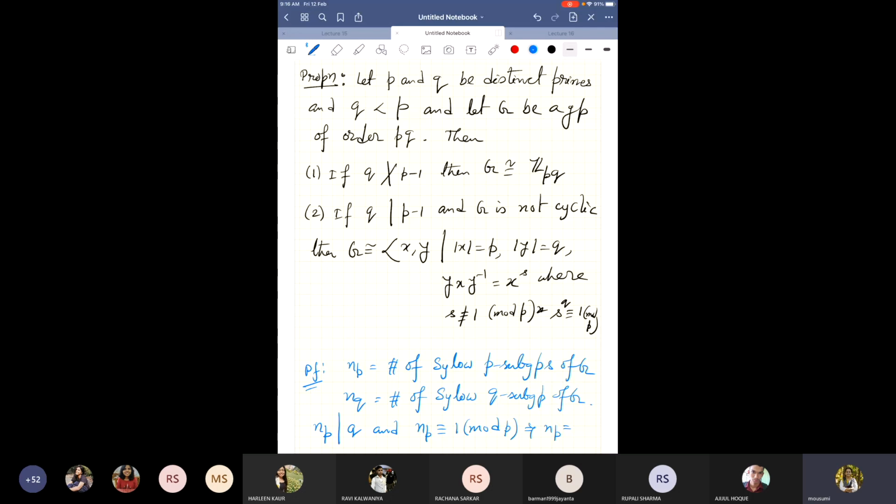1 satisfies the second equation. Does Q satisfy this equation? That would mean Q minus 1 should be divisible by P. But I have assumed Q to be strictly less than P, so Q minus 1 will again be strictly less than P, so it will never be divisible by P. Therefore, there will be only one choice for NP, that is equal to 1. Is this clear?